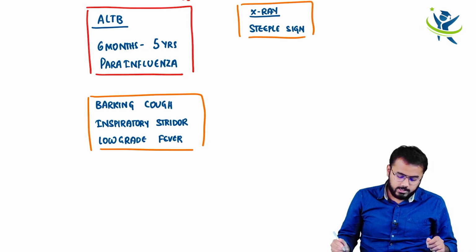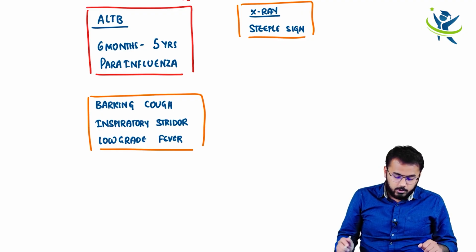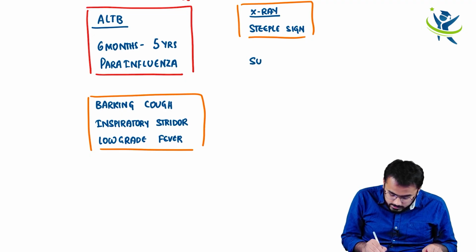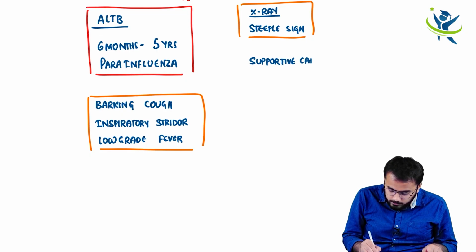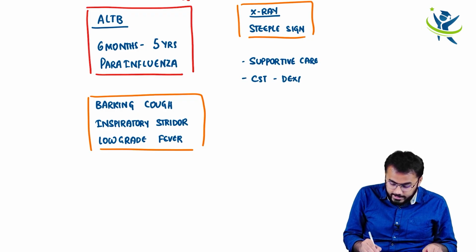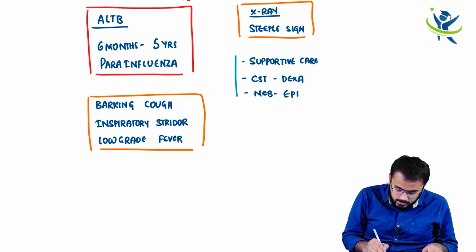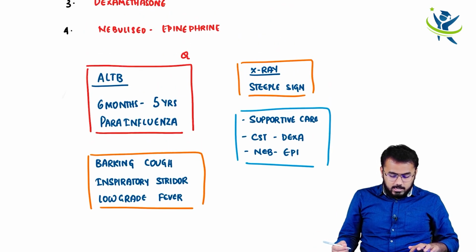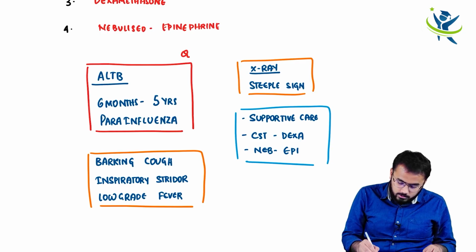Next, and the last important thing is regarding the treatment plan. I told you there is only what type of care, guys? Supportive care. Apart from the supportive care, you can give corticosteroid. And what is that corticosteroid? That is Dexa. And apart from that, you can give nebulized epinephrine. So this is another important box. Clear? So these are the important points which you need to know, right?